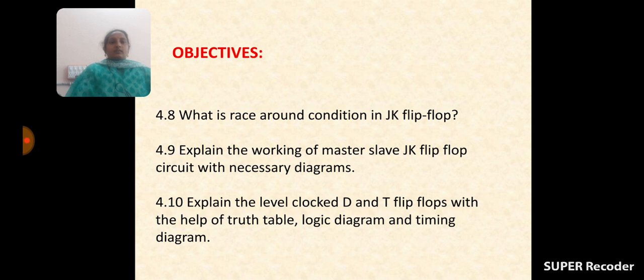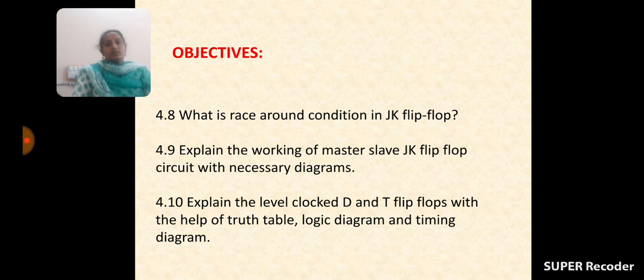So, in RS flip-flop, how many inputs are there? 2 inputs are there. What is the name of the inputs? R and S. And how many outputs are there? 2 outputs are there. What are the 2 outputs? Q and Q bar. Okay. But in case of JK flip-flop, the inputs are indicated with J and K and the outputs are indicated with Q and Q bar.